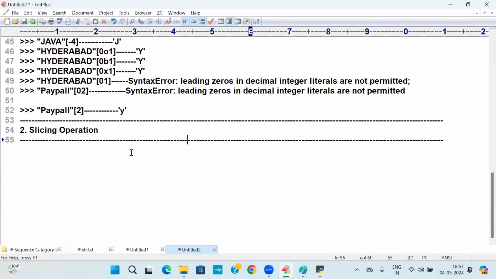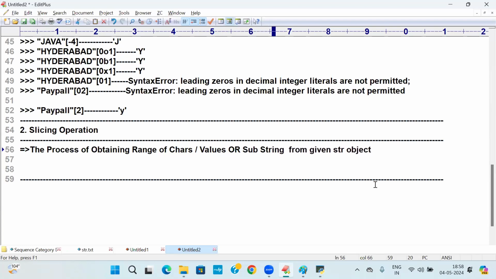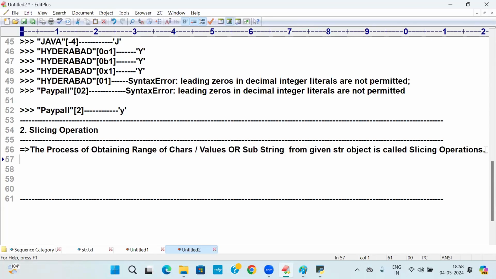Shall I move further? Right. Students in the online class, carefully follow. What do you mean by slicing now? I'm writing: the process of obtaining a range of characters or values, or some people call it a substring, from a given str object is called slicing operation. What do you mean by slicing operation? The process of obtaining a range of characters or values or substring from a given str object is called slicing operation.